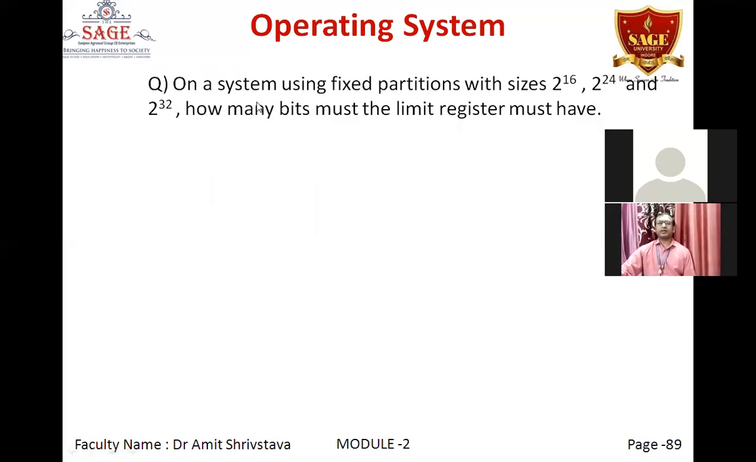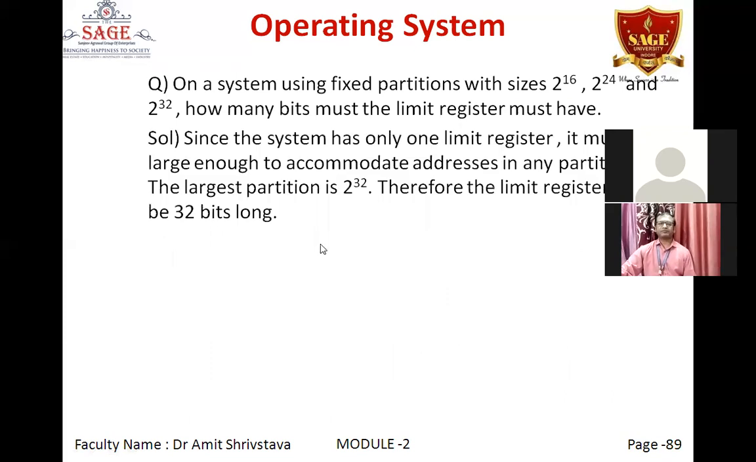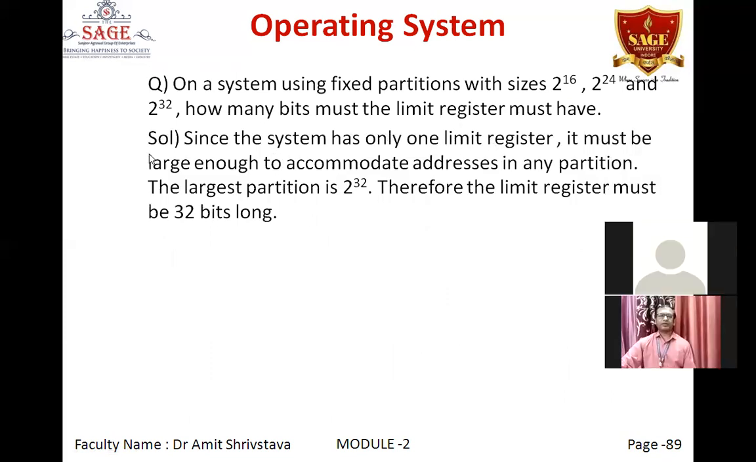Okay, next numerical is, on a system using fixed partitions with sizes 2 to the power 16, 2 to the power 24, and 2 to the power 32, how many bits must the limit register have? Since the system has only one limit register, it must be large enough to accommodate addresses in any partition. So the largest partition is 2 to the power 32. Therefore, the limit register must be 32 bits long.